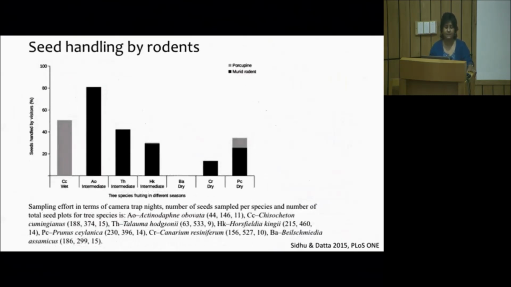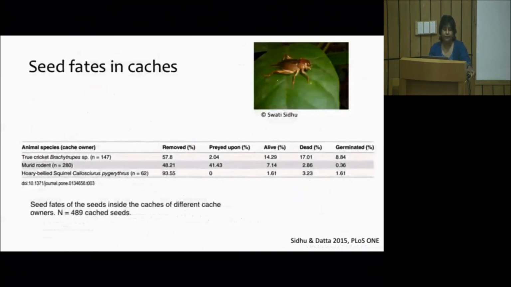Seed handling by rodents. This shows porcupines handled a few of the seeds of Chrysocheton and Prunus selanica, which they predated completely, while murid rodents removed or cached seeds of the other species as well as Prunus. If you look at the fates of seeds in the caches, you find that the tree cricket removed 57% of the seeds, and in that there were these different fates. For murid rodents also there was removal, and the hoary-bellied squirrel was also removing seeds.